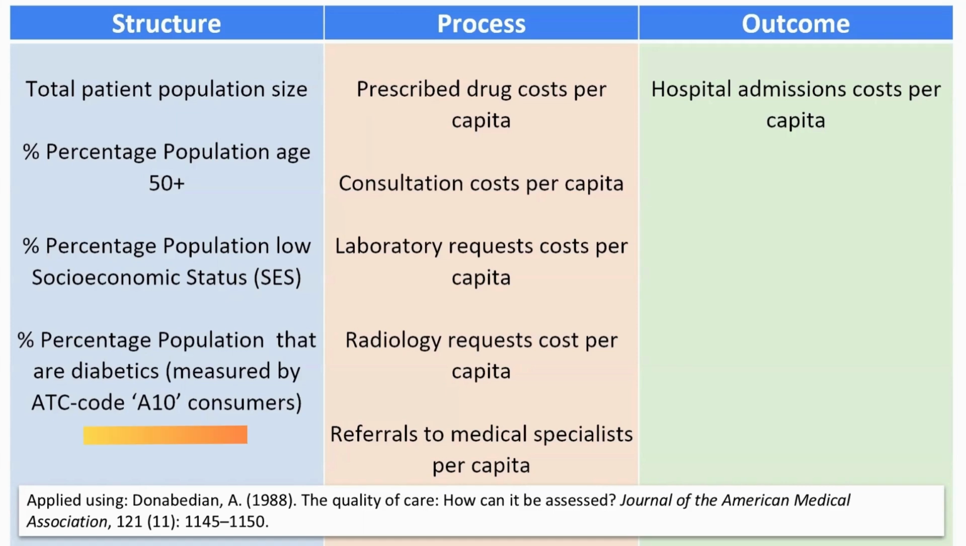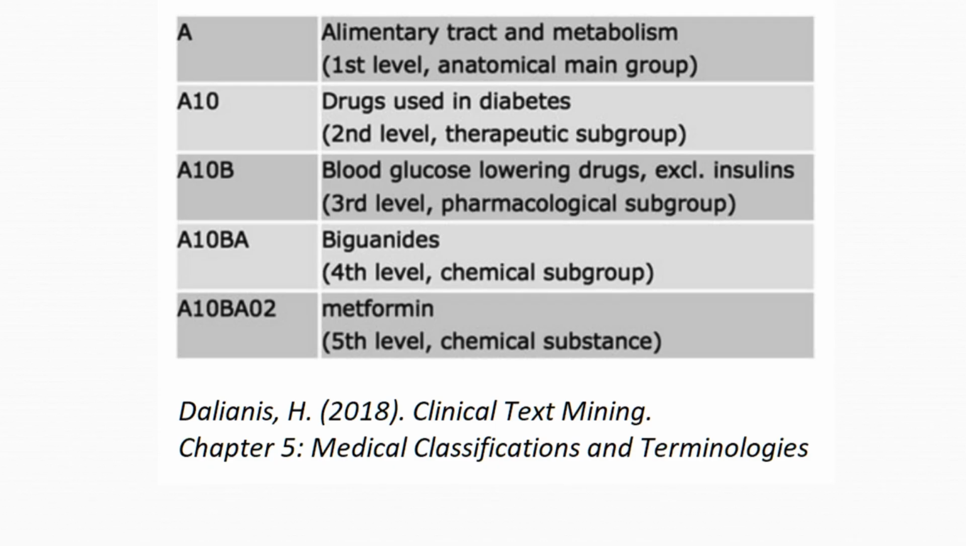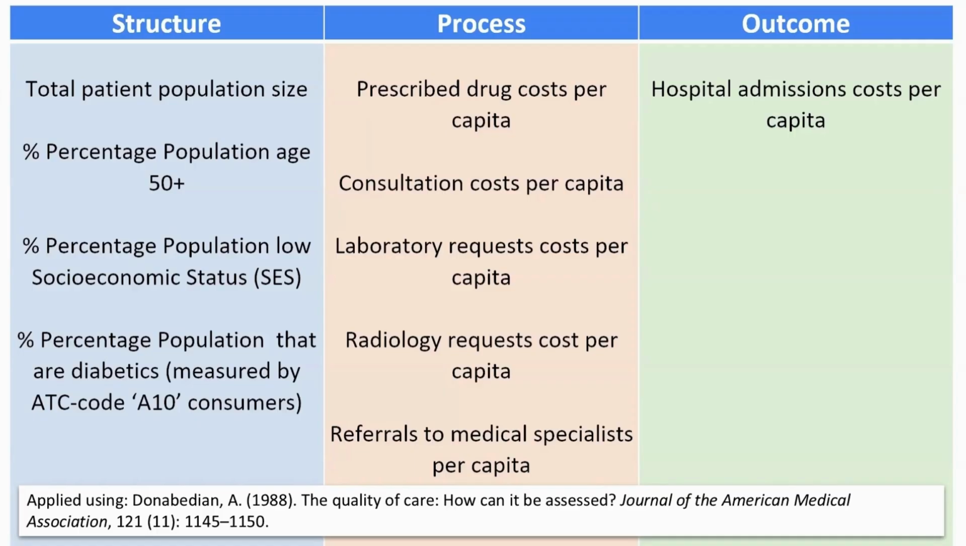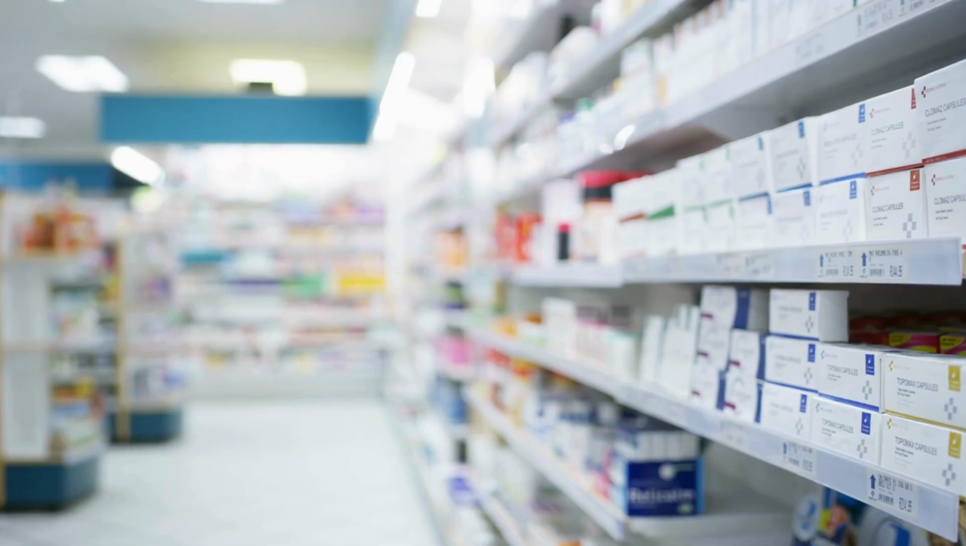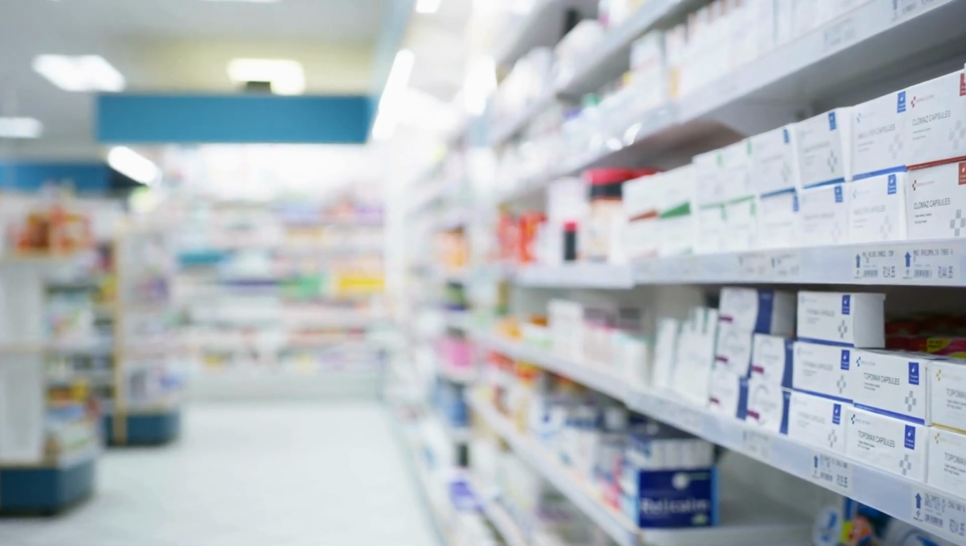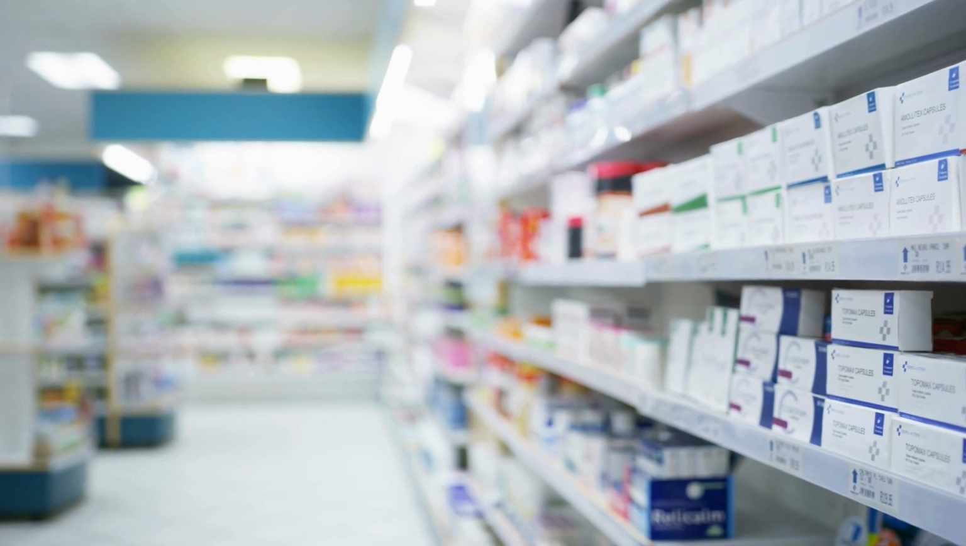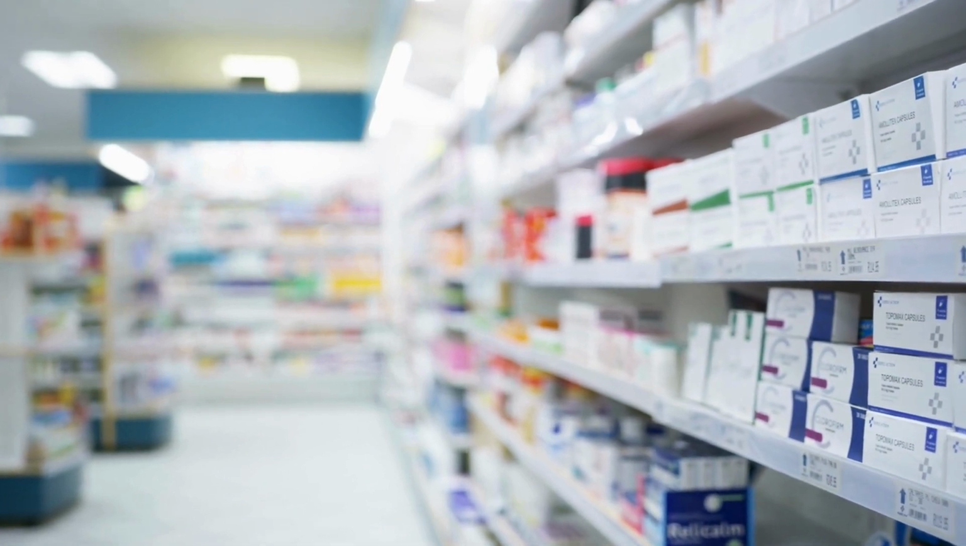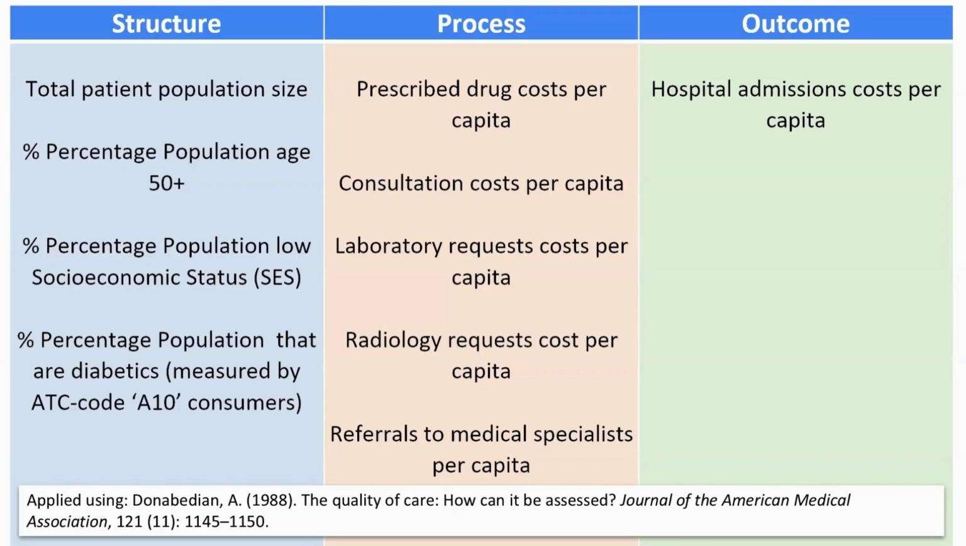Percentage of population with diabetes. This is measured by checking which patients are consumers of any pharmaceutical product that starts with ATC code A10. Information about the ATC codes can usually be obtained from pharmaceutical claims data. Chronic conditions like diabetes significantly impact healthcare costs. The prevalence of such conditions can indicate the complexity of care needed in a population.